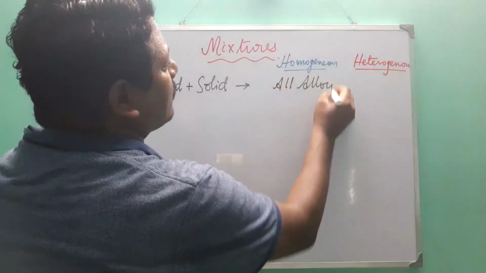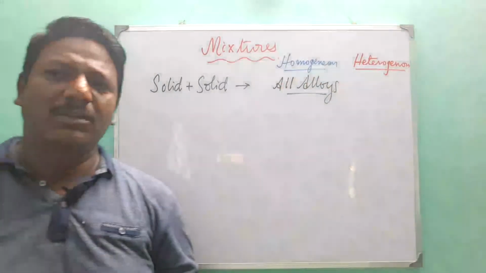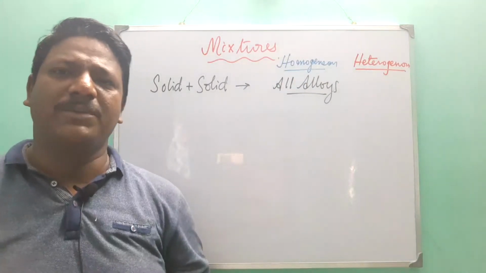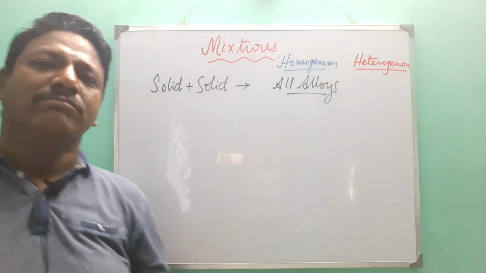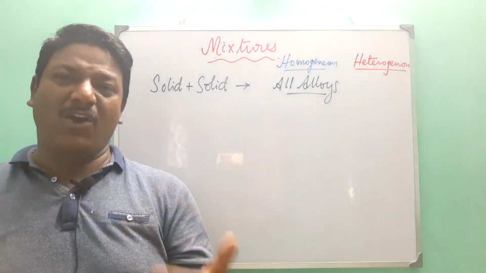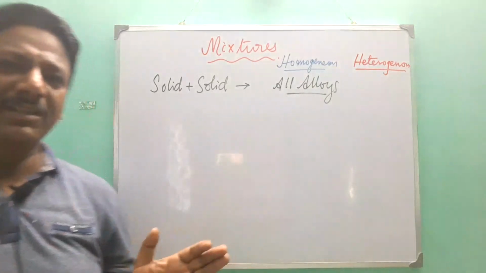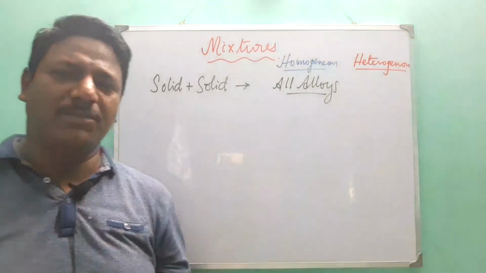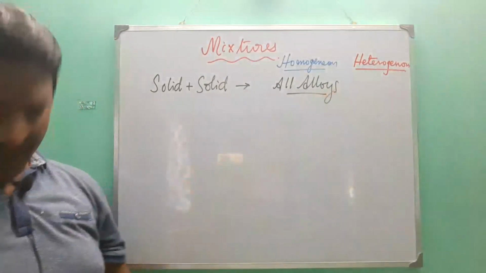All alloys. You know the alloys? Yes, you have learned this in your previous class. Alloy is the homogeneous mixture of two or more metals, or metals and non-metals. The example that we can say is bronze. Bronze is nothing but zinc and copper. Okay.